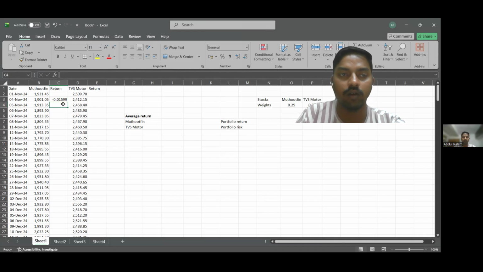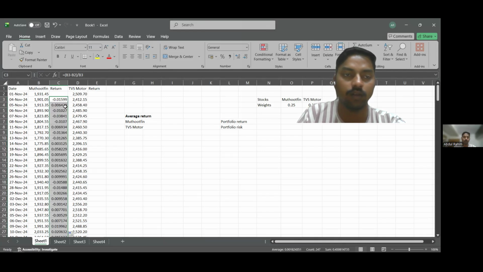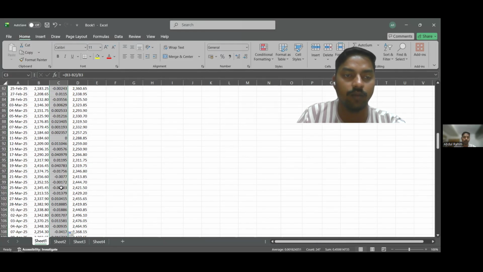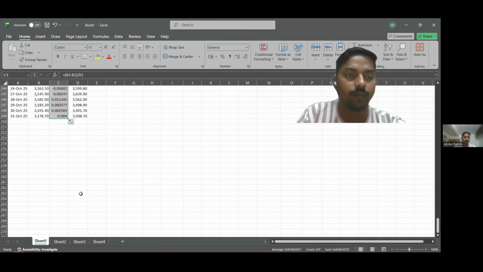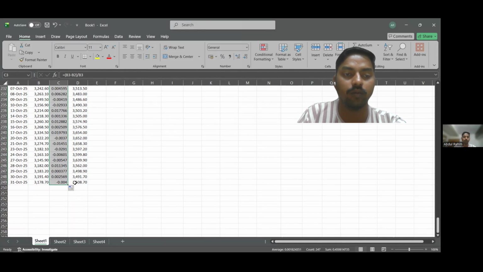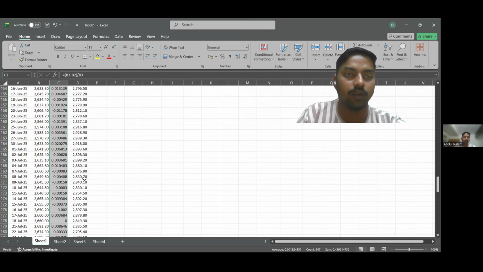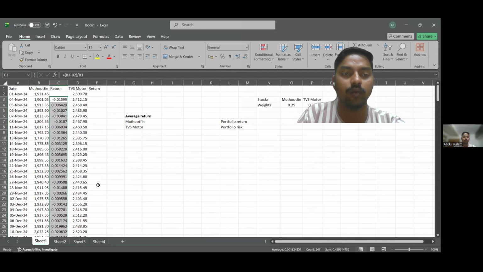And we do not need to calculate every day's return. We can calculate the first date and then double click on the corner, and it gives us every day's return. Now we can check. Yeah, 31st October 2024 completed.